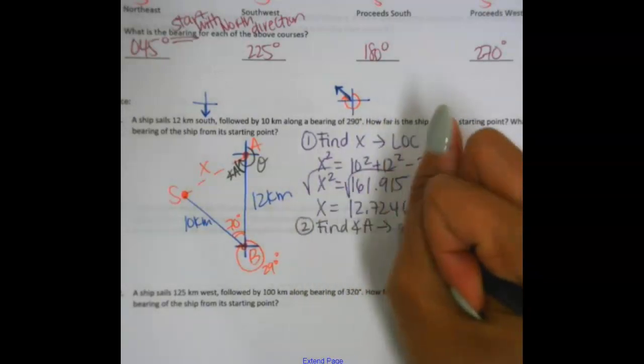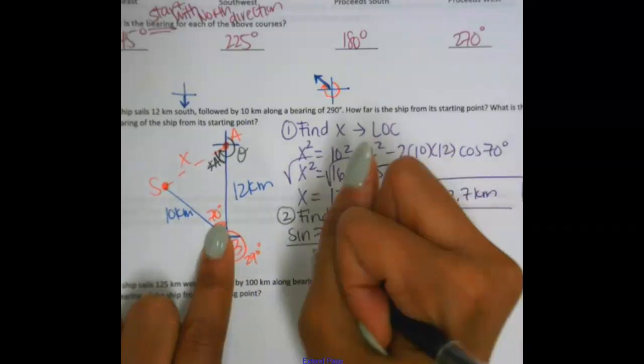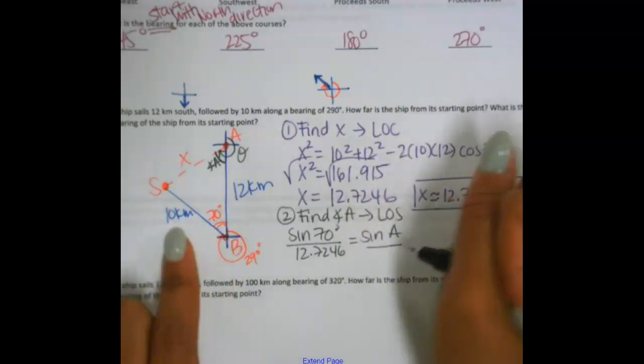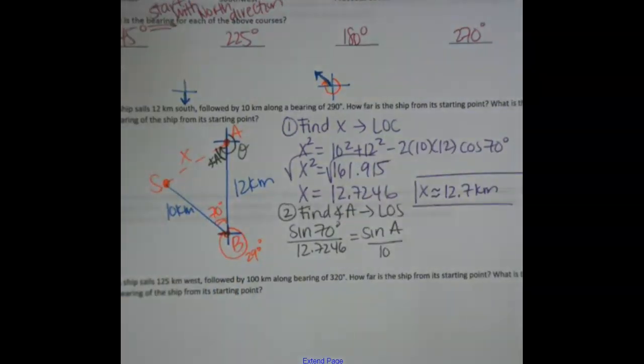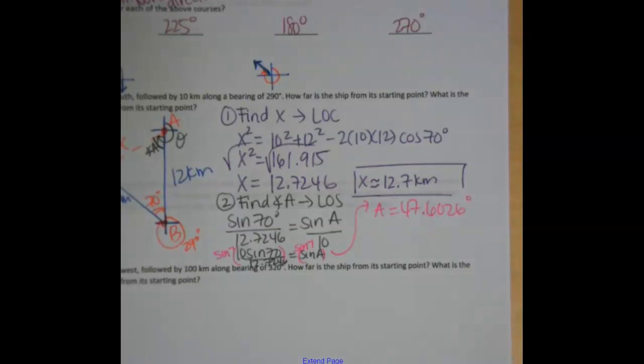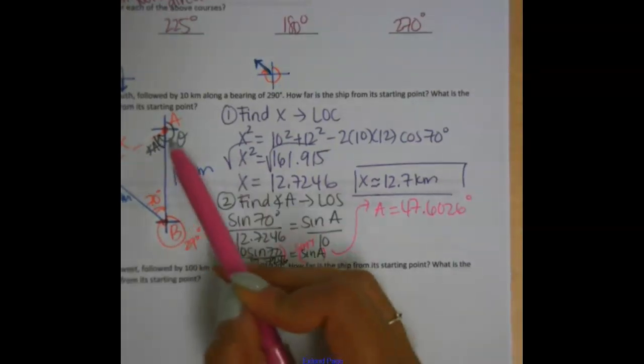So I'm going to put find angle A, and to find that, we're going to use law of sines. So you're going to have sine of the angle that we're given, which is 70 degrees, over x, which is 12.7246, and then sine of angle A over 10 kilometers, because that's directly across from it. Go ahead and solve for A. We got 47.6026. Is that my theta that I was looking for?